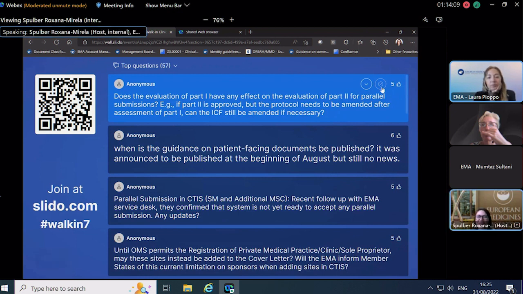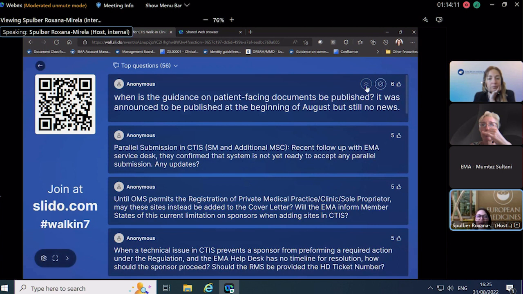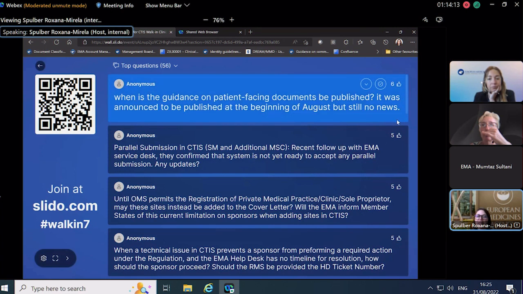Thank you. Now we have a question regarding guidance on patient-facing documents. So when will the guidance on patient-facing documents be published? It was announced to be published at the beginning of August, but still no news.